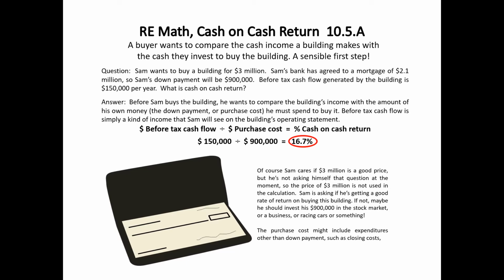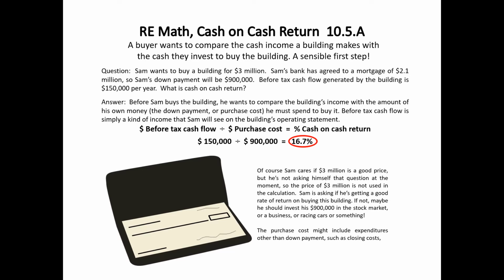Before tax cash flow generated by the building is $150,000 per year. Before tax cash flow is income. What is cash-on-cash return? Now, the answer is before Sam buys the building, he wants to compare the building's income with the amount of his own money, the down payment, which we might call the purchase cost, he must spend to buy it.